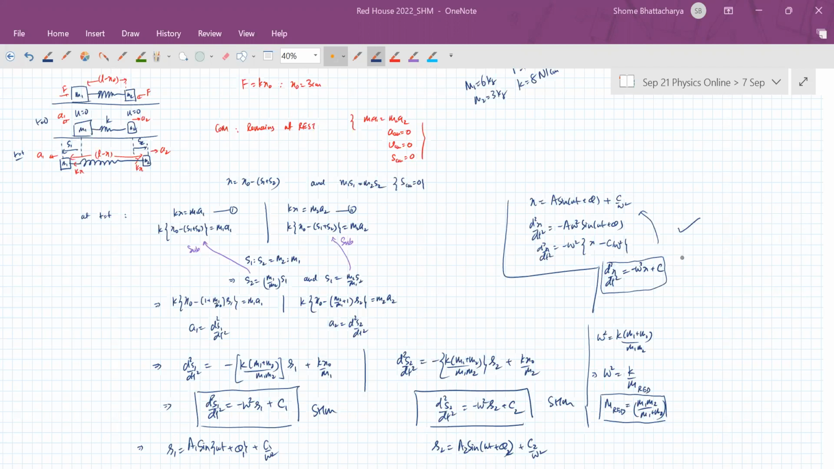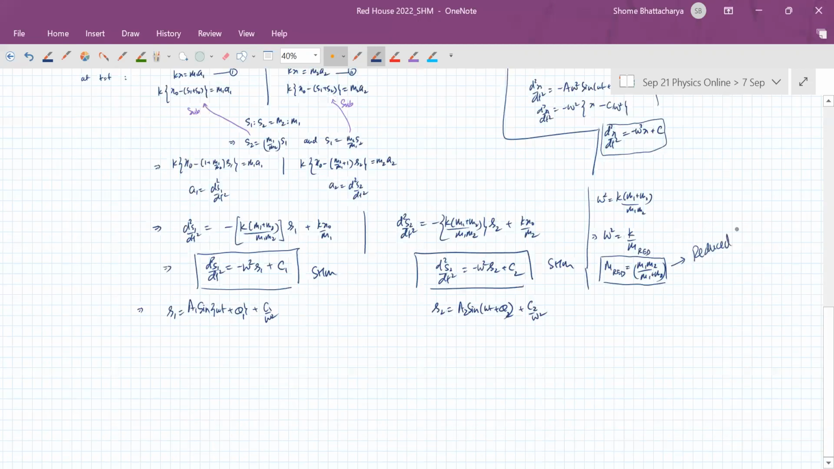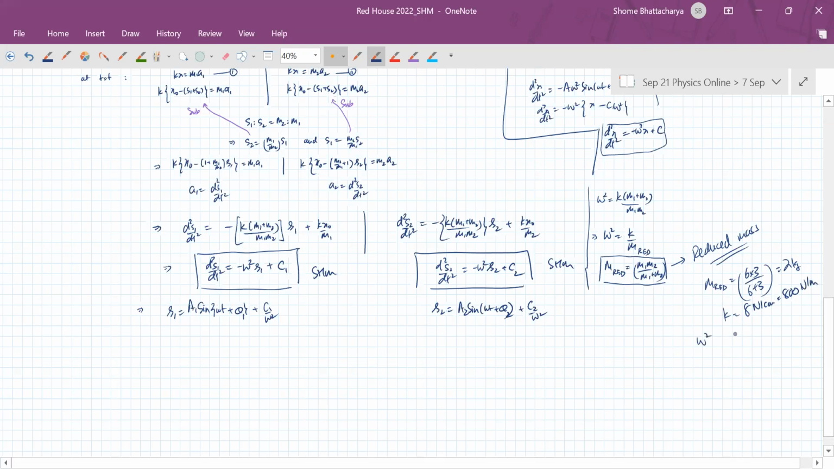Okay, so this term here is called reduced mass for this system. Here you can see that the reduced mass is equal to 6 into 3 divided by 6 plus 3, or 2 kg. And the spring constant is 8 Newton per centimeter or 800 Newtons per meter. So omega square for the system, which is K upon reduced mass, is 400. So omega is 20 radians per second. Time period is pi by 10 or approximately 0.314 seconds.